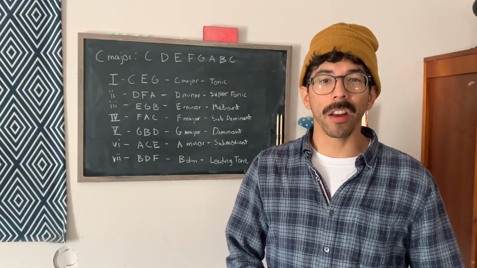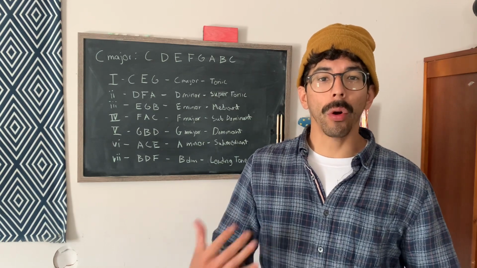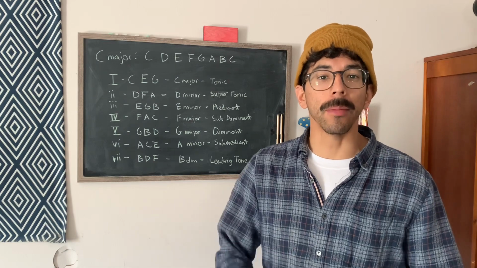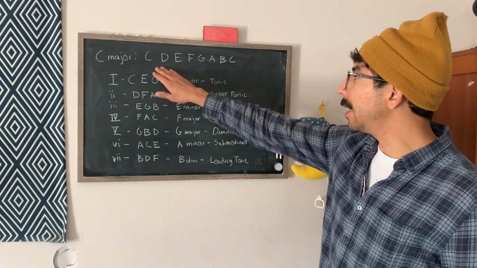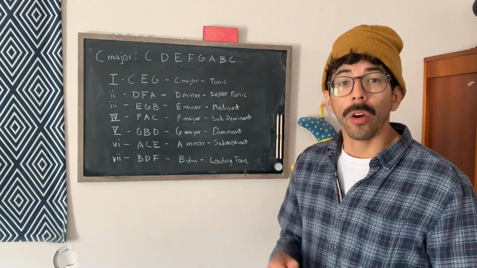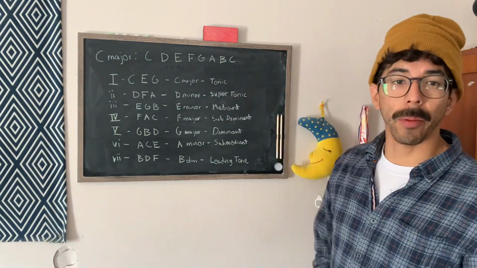What are diatonic chords? Diatonic chords, simply defined, are chords that are made from a major scale using only the notes in the major scale. In the example of C major, we have the notes C, D, E, F, G, A, B, and C. We're only going to be using these 7 notes to build chords from them.